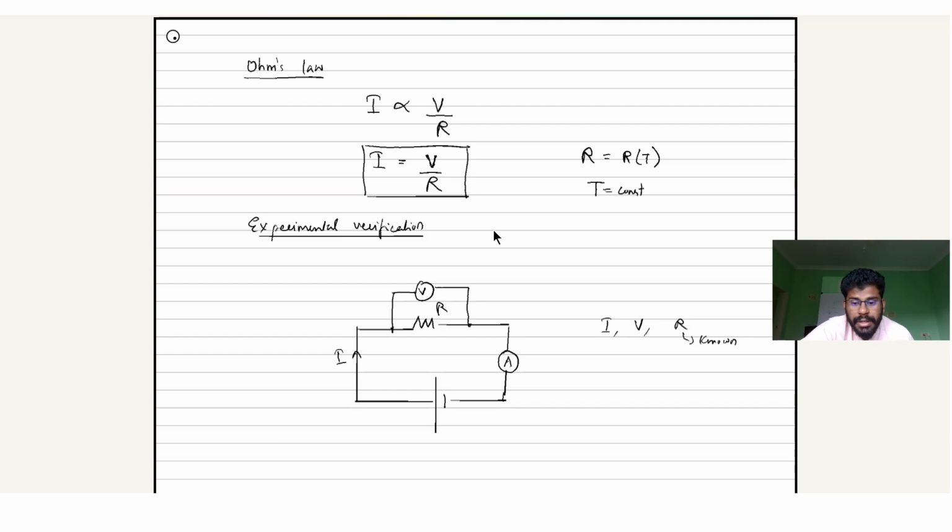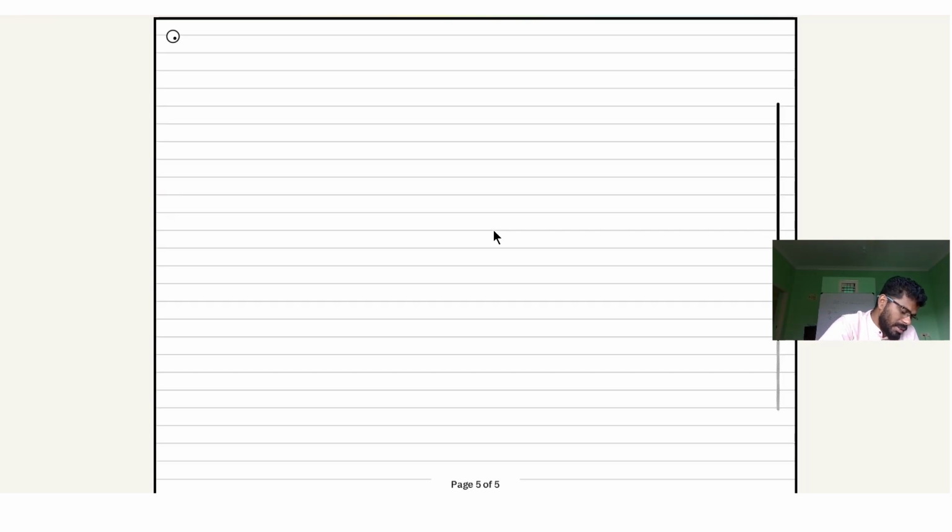But what to do if I have to verify Ohm's law for a range of current values? For that purpose, I need to get a range of current. In this case, the battery is V and it is giving out a constant current I based on the resistance R. Now if I want to get different currents, I have to introduce one more thing in the circuit, which is known as a rheostat. So I have resistance here, and then I have a rheostat here.